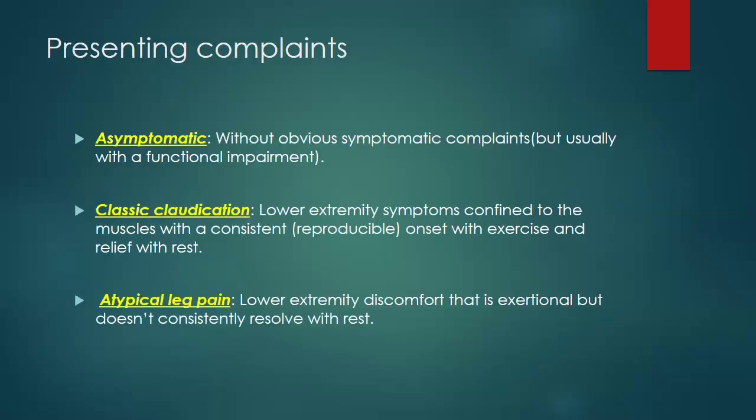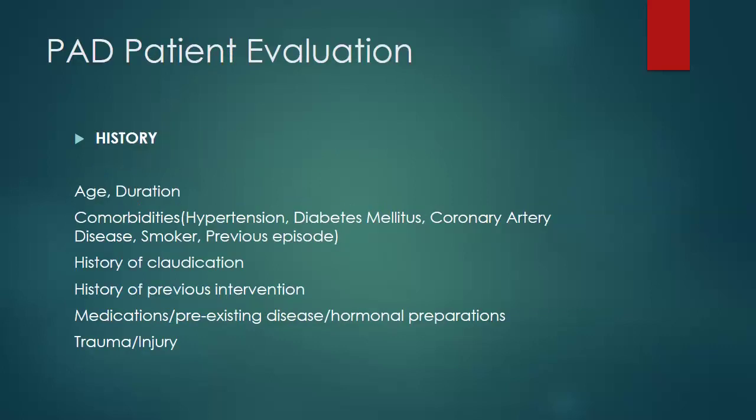The patient may be asymptomatic, may have classical claudication, or atypical leg pain. These are the various modes of presentation of the patients. So we have to take the history of the patient. It's very important to understand that every patient is different in this case. We have to understand whether the patient has symmetrical disease or not, whether the patient has coronary artery disease or not, whether the patient is a smoker, history of claudication, any previous intervention, any cardiac intervention done or not, what medication the patient is on, and any history of trauma.